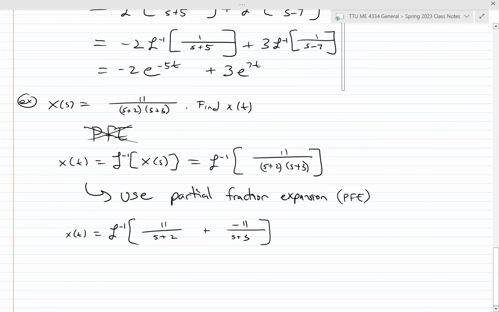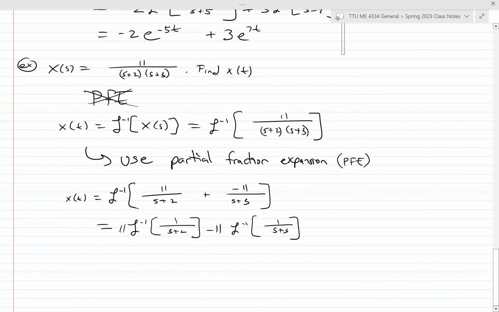But we end up with something like this, which means we can do an inverse Laplace transform of 1 over s plus 2. And we'll take out the negative 11 here. And 1 over s plus 3. And it's pretty straightforward. We're going to end up with 11 times e to the negative 2t minus 11 e to the negative 3t, or 11 times e to the negative 2t minus e to the negative 3t.